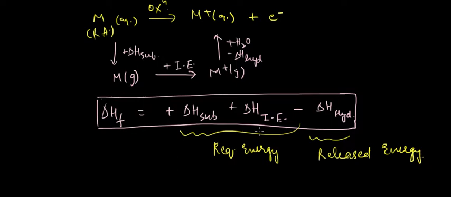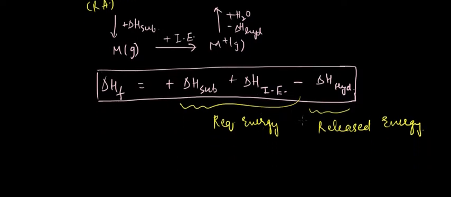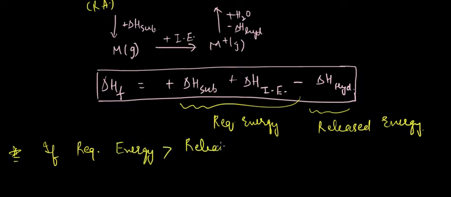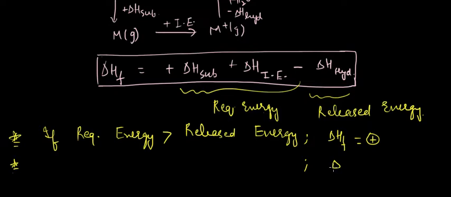So we can write that if required energy is greater than released energy, then delta H f is positive, and the other way around, delta H f would be negative if required energy is lesser than released energy.